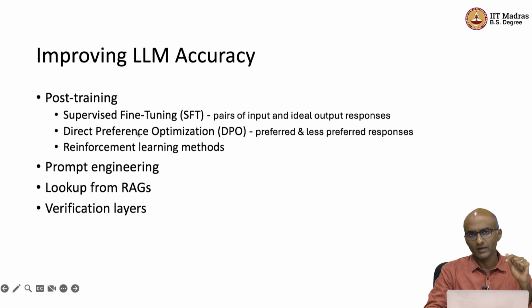The second way in which you can post train the LLM is by giving preferences to what you want as output. So which means you give multiple outputs which are possible, which the LLM might also be thinking about, but you also indicate which output is more preferred, right?